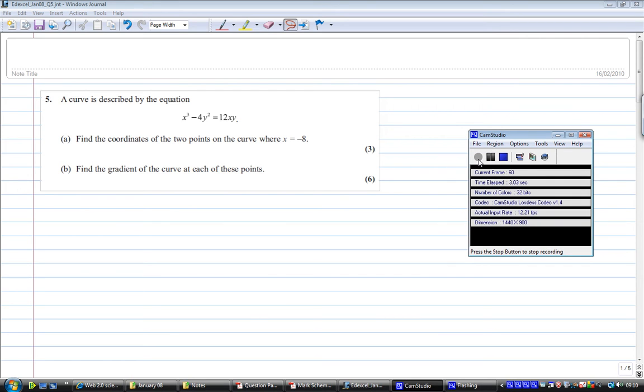Okay, we're looking at an Edexcel exam. It's January 2008, question 5. Let's go through the question quickly. If we look here, we've got a curve described by this equation.